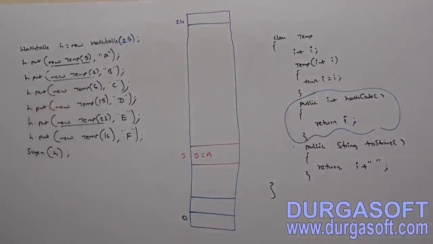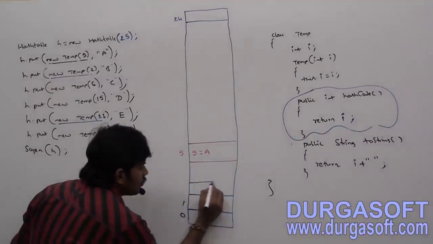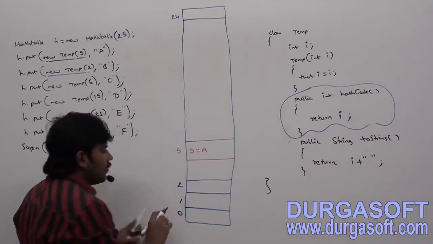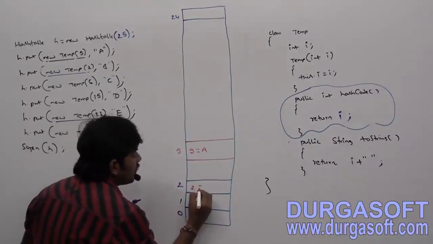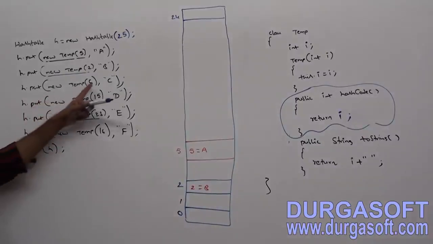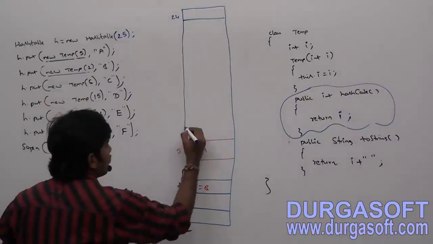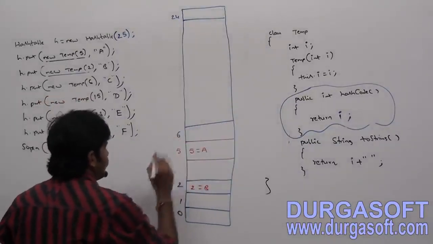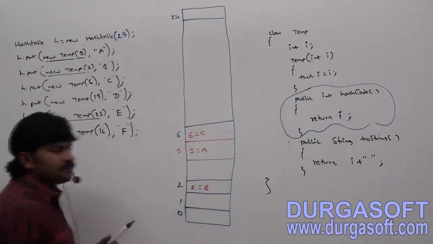New Temp of 2, in the 2nd bucket, 2 comma b is there. 0, 1, 2, in the 2nd bucket, 2 comma b is there. Next, what is the next one? New Temp of 6 comma c. In the 6th number bucket, 6 is equal to c is there.